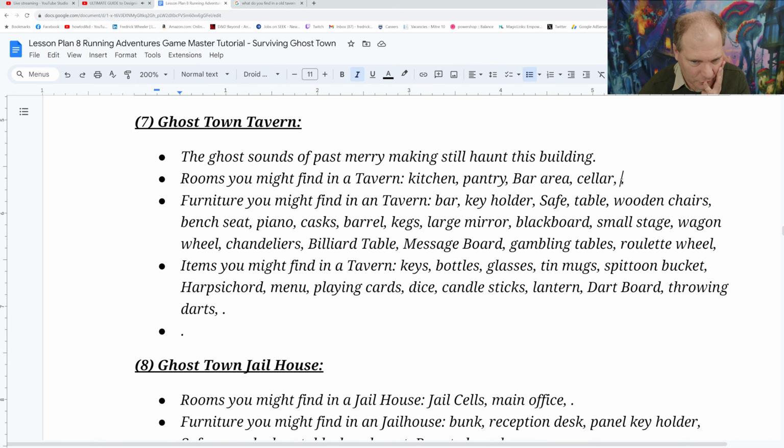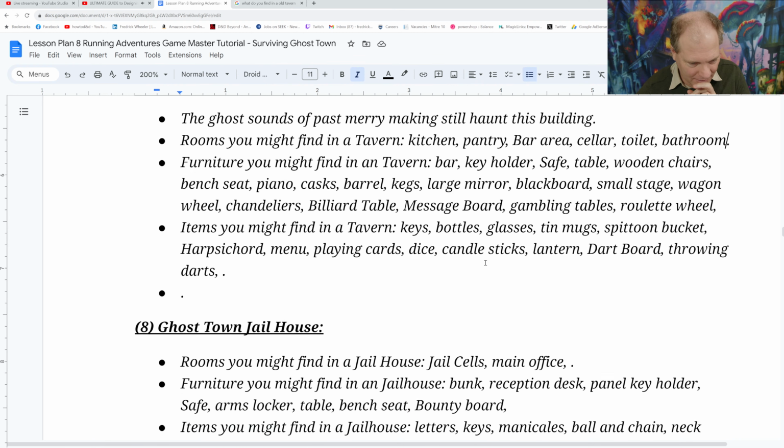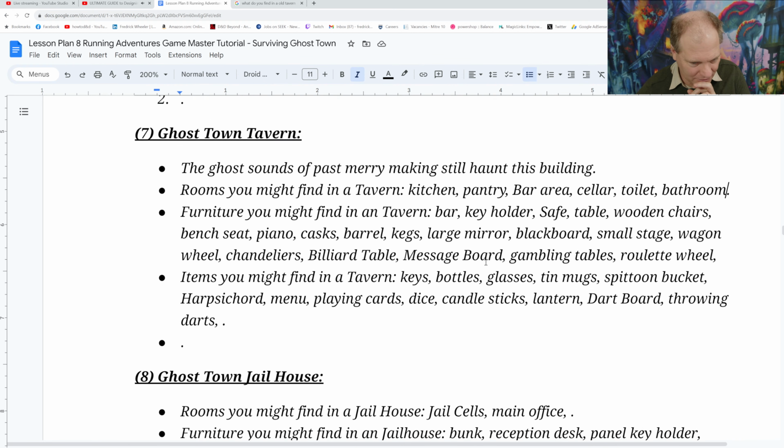You might have a toilet, or a bathroom. I think you'd probably have to have a bathroom in a tavern. There's going to be a lot of vomiting going on. Yeah, I put the bounty board at the jail. I put the message board that you suggested at the tavern. And the wanted poster I put at the jailhouse as well.